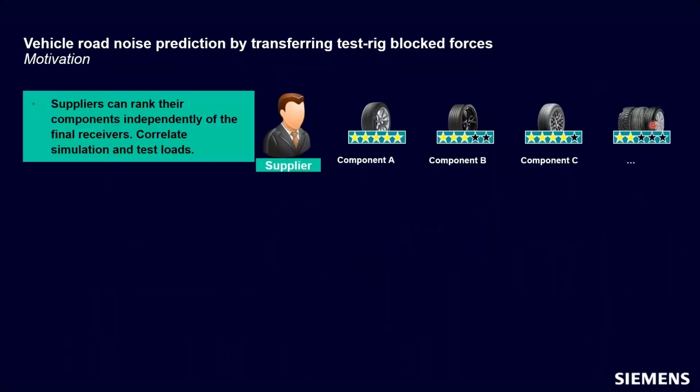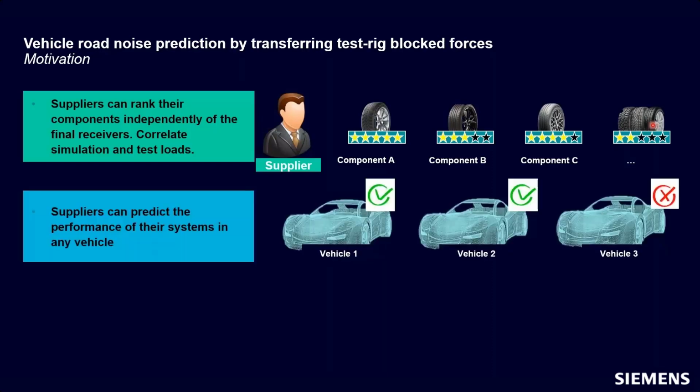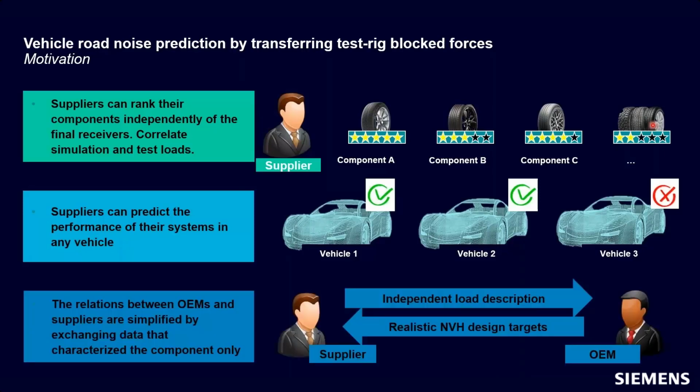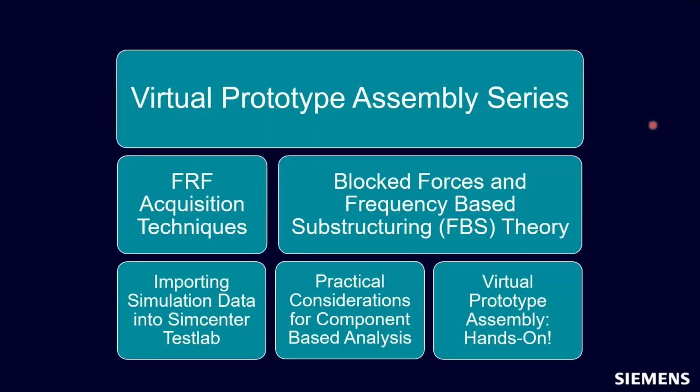What are the advantages? I think if you're a supplier or a car manufacturer, so if you are responsible for a certain component, you have some independent quantities to quantify different components next to each other for the NVH performance. You can do predictions virtually inside the vehicle and see if the component behaves as it should. And of course, this process facilitates a lot of communication between the integrator and the supplier of a component. So the supplier can give independent load description data, and the integrator can give more realistic NVH design targets using this method. Okay, so this is what I wanted to show in this theoretically a bit dense session.